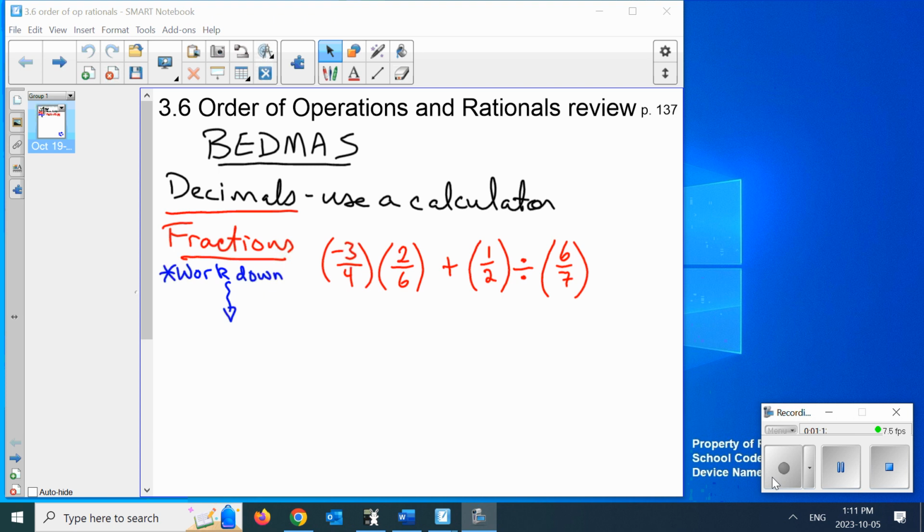This example here has three different operations, three things to do. There's multiplying, dividing, and addition. So let's think this through. I say work down in blue here. We're not going to work sideways, okay? So I'm going to start working.